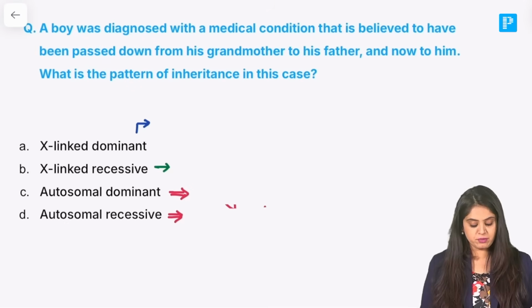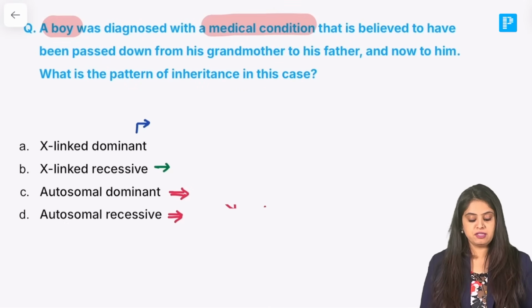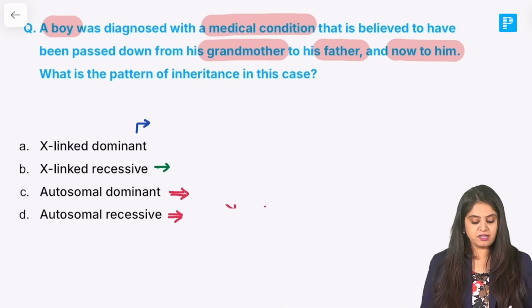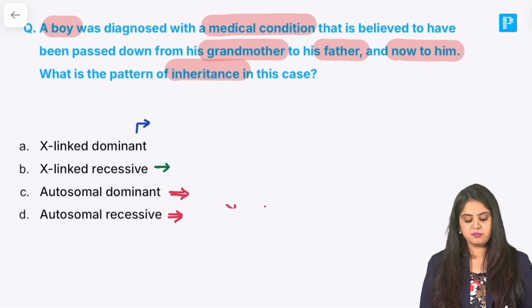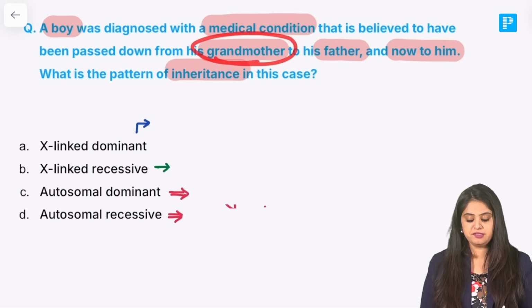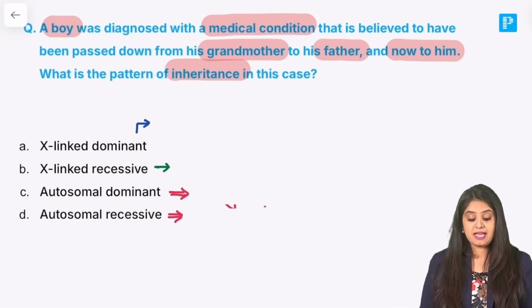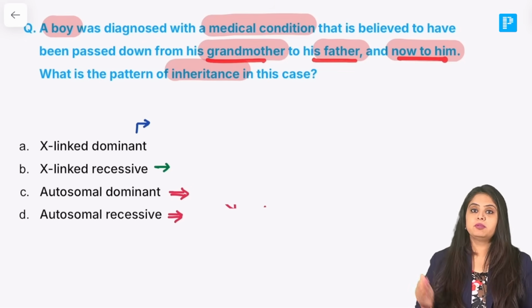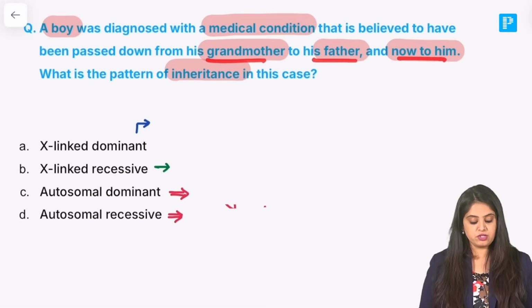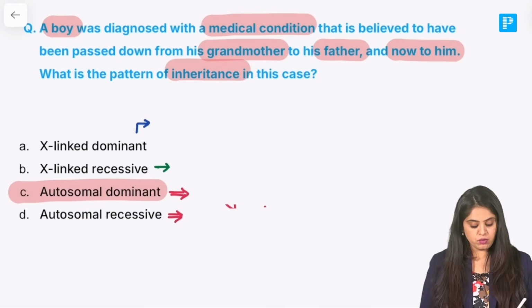Moving on to the next question: a boy was diagnosed with a medical condition that has been passed down from his grandmother to his father and now to him. Firstly, they've asked you the inheritance. If I just look at the gender bias, is there any gender bias? Because there's a female having the disease, and then there are two males having the disease. So there is no gender bias. And every generation is having it, from grandparents to parents to now the current generation. That makes it a case of autosomal dominant.